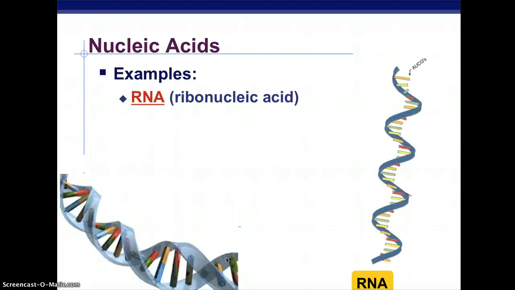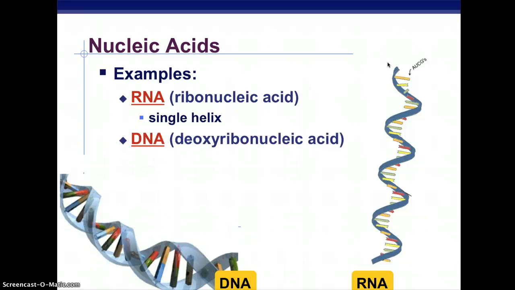Nucleic acids, so some examples of them are RNA, which is what's called a single helix. So see this twisty shape here? Notice there's only one twist. That means it's a single helix. Helix is just a fancy way of saying spiral. Think spiral staircase. And DNA, which is also known as deoxyribonucleic acid. So RNA is ribonucleic acid and DNA is deoxyribonucleic acid.